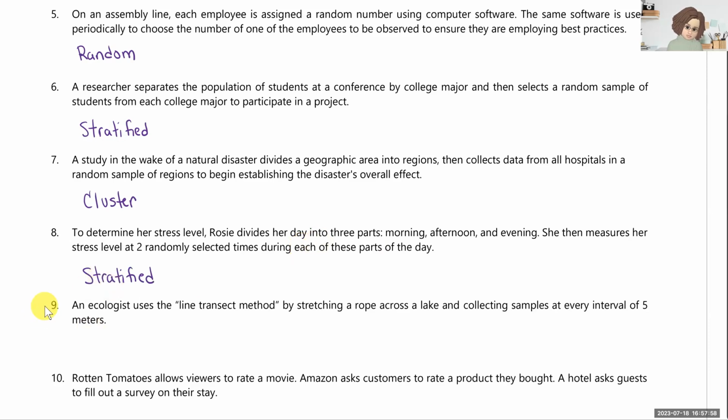And then number 9, an ecologist uses the line transect method by stretching a rope across a lake and collecting samples at every interval of 5 meters. All right, so there's our interval. So every 5 meters. So that is our systematic method.